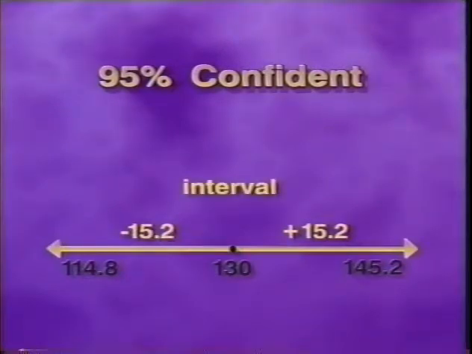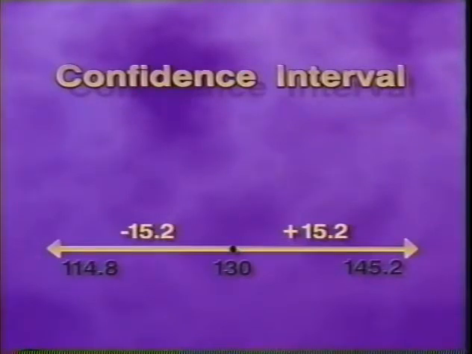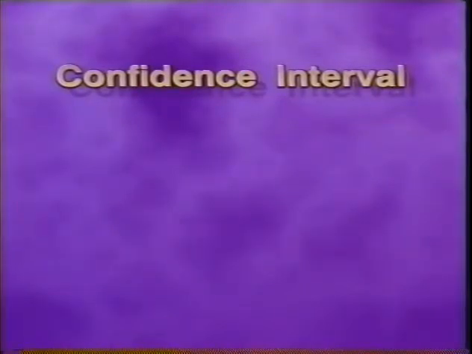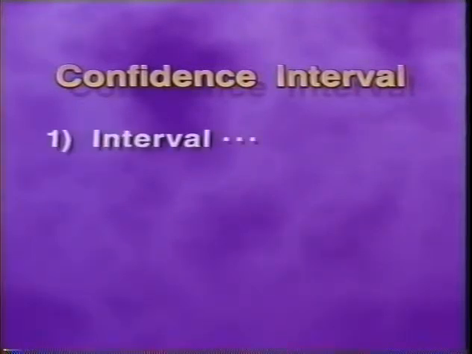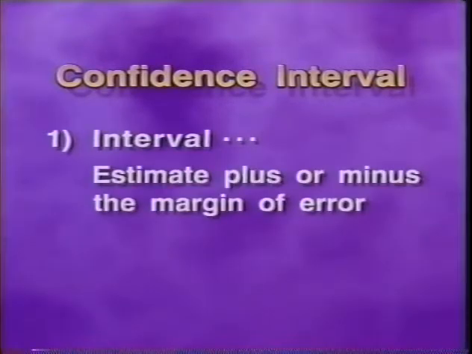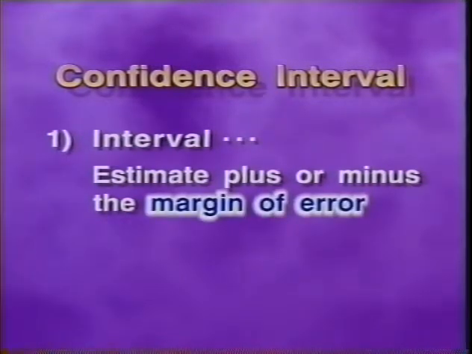This interval, X bar plus or minus 15.2, is called a confidence interval. Any confidence interval has 2 parts. The first part, as we've just seen, is an interval obtained from the data. In our case, the center of the interval is the original estimate, the sample mean. To that, we add plus or minus 15.2 to indicate how precise the estimate is. We call 15.2 the margin of error.